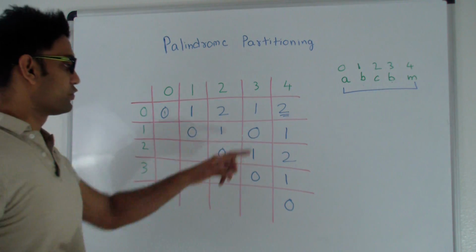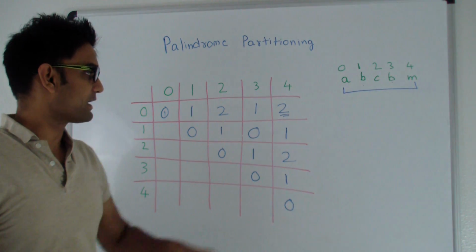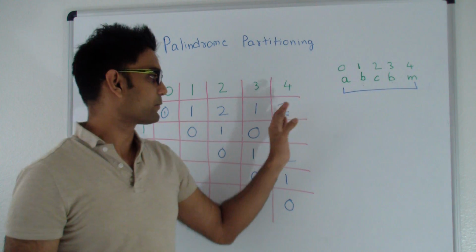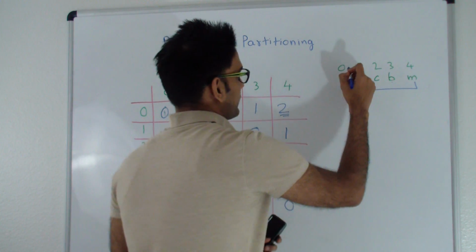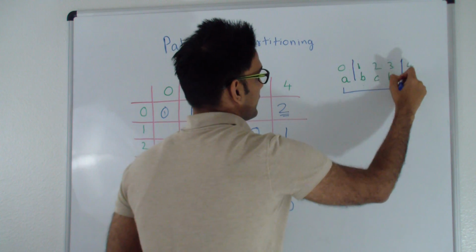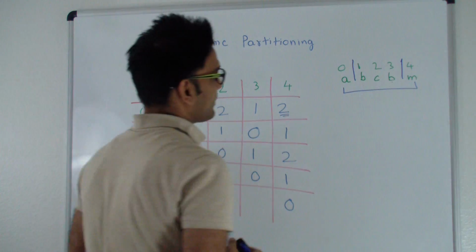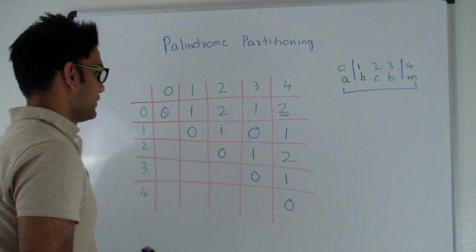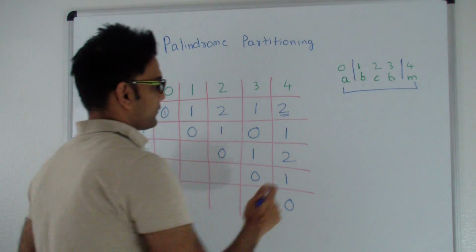So it will take 2 splits to make this entire string into palindromes. So if we split the string in 2 ways, 3 different partitions, A, B, C, B, and M, then all the individual partitions will be palindromes. Let's quickly write the formula for this one.